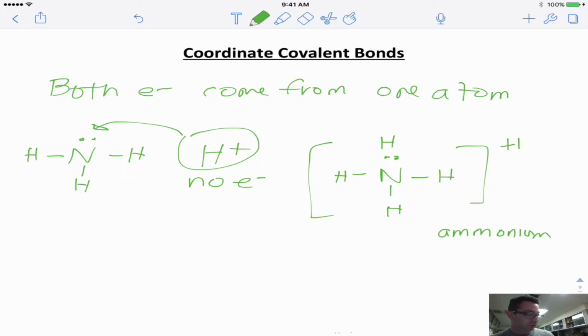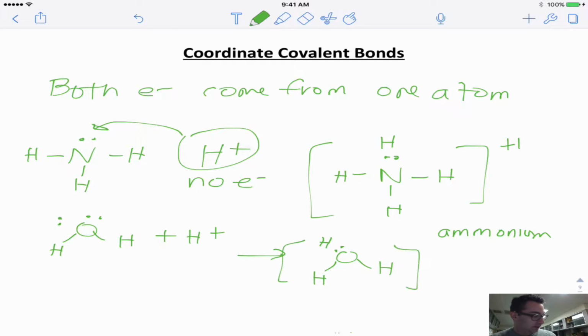We see this also if we have water and we put in excess acid. Water has two lone pairs. When we add an H+, again we get the same thing, where one of those lone pairs forms a bond with hydrogen, and now this is called hydronium.